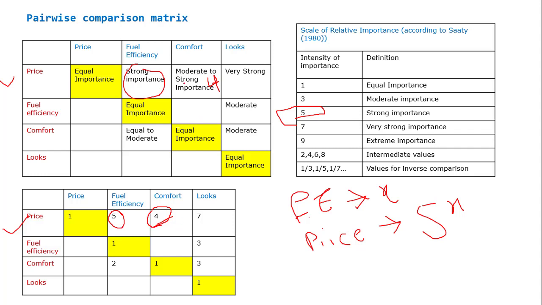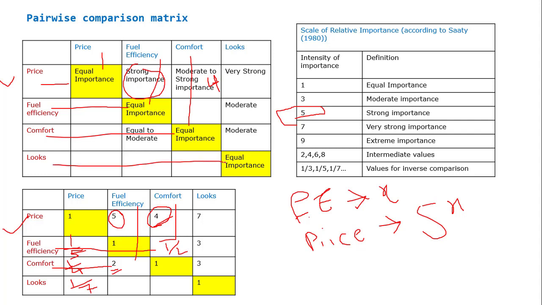Now, if this is clear, one more thing. If price compared with fuel efficiency is 5, then fuel efficiency compared with price will be 1 upon 5. Price compared with comfort is 4. Price has moderate to strong importance, so comfort will have 1 upon 4 importance level. Price compared with price, fuel efficiency with fuel efficiency, comfort with comfort, looks with looks: all will have equal importance, and equal importance means 1 point will be given. Similarly, I have converted all these points.